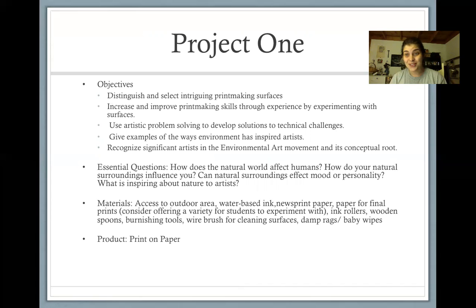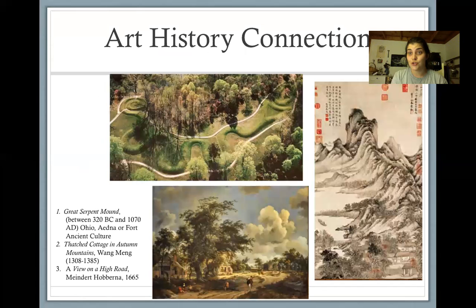So this is a materials heavy project and there are lots of substitutions you can do. The art history connection here is the Great Serpent Mound, which if you look at it, I think could be like an environmental art installation. It just almost has that look to it. That is in Ohio. We have Chinese landscape painting, which takes a really different approach than Western landscape paintings. And of course, we have a classic Dutch painting, View on a High Road, from 1665. So we've got that global perspective, sort of a timeline, of how all across the world people are exploring the land and interacting with the land.